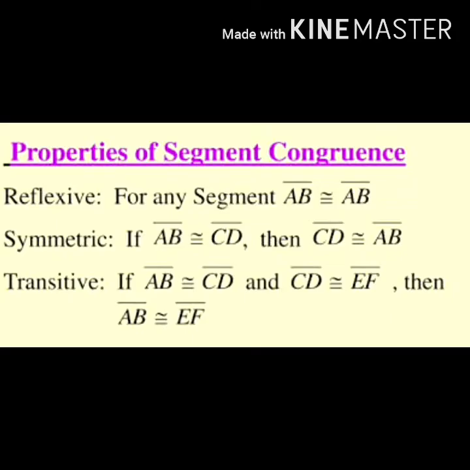Now our third property is the transitive property. This is a linking property. If segment AB is congruent to segment CD and segment CD is congruent to segment EF, then we can say segment AB is congruent to segment EF.